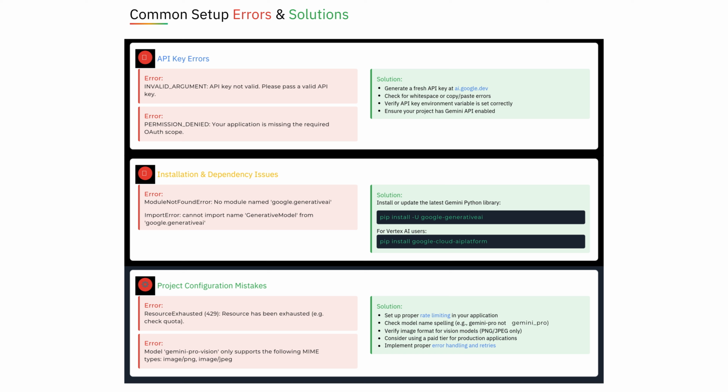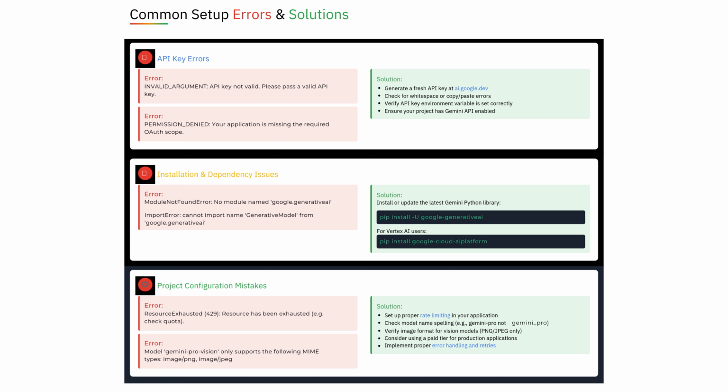Google Cloud project. Also, watch out for ModuleNotFoundError or ImportError. This usually means the library isn't installed or updated. Simply run pip install -U google-generativeai, or pip install google-cloud-aiplatform if you're using Vertex AI.